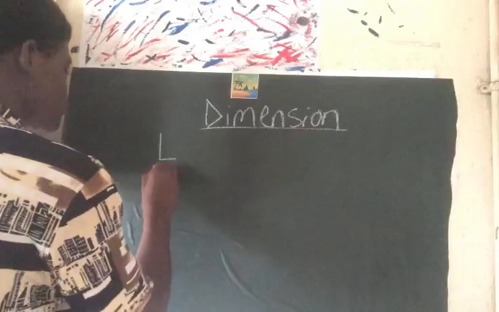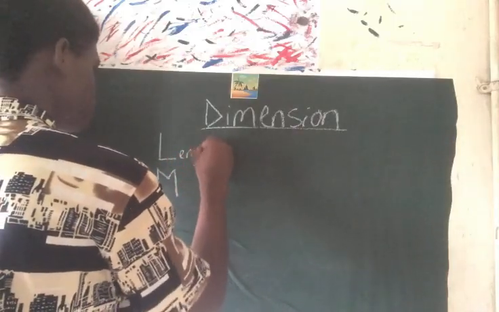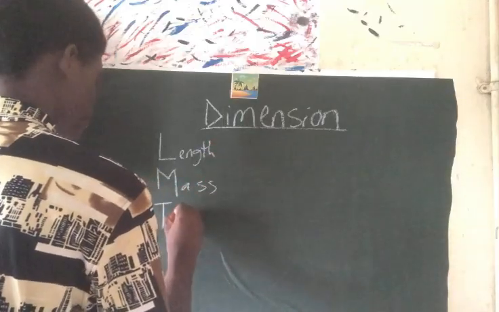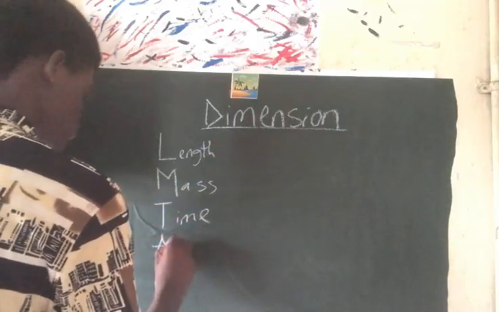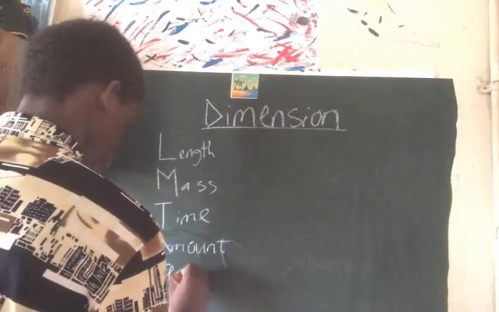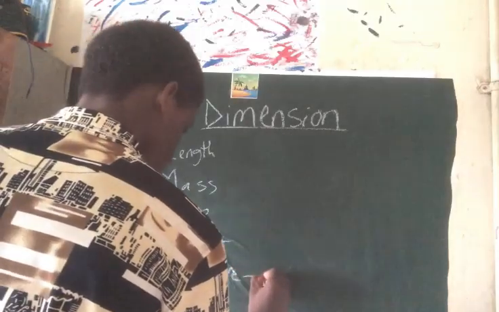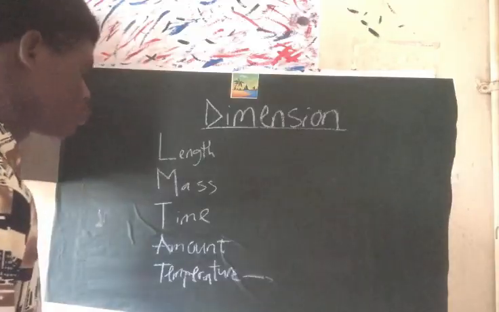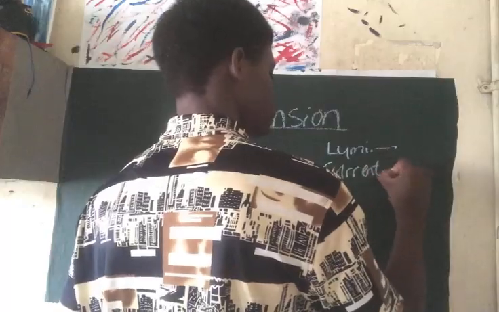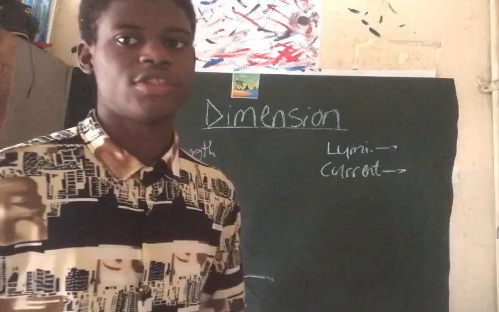We have length, mass, time, amount of substance, temperature. I don't see the board clearly. Yeah, temperature. We also have luminous intensity. So these are the seven fundamental quantities you should know. All others are derived quantities, and you need to know their unit.